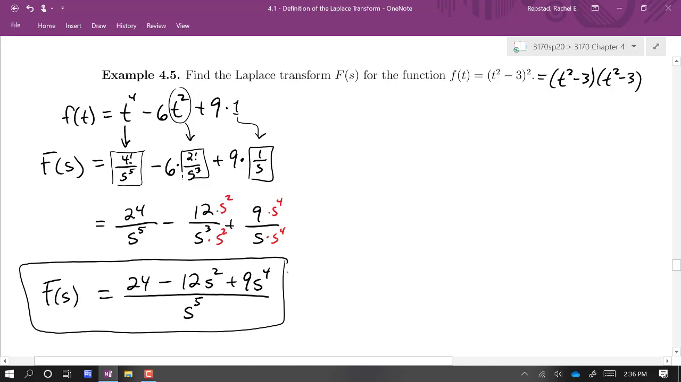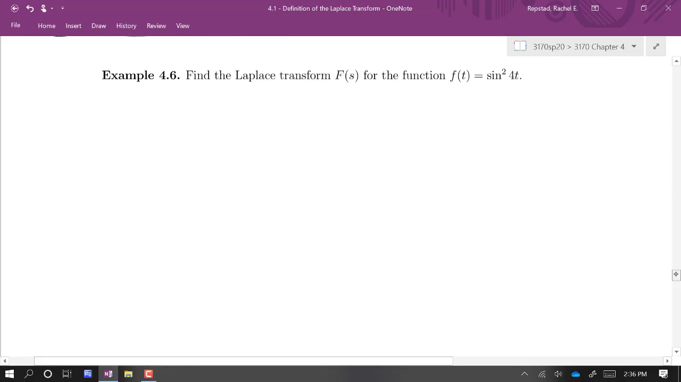So we're trying to be clever about just how we write a function. Finding another way to write it will help me work less hard to get the transform. And that is really on display in this next example. So we're going to find the Laplace transform for the function sine squared of 4t. Now we found the transform for sine, but you can't just square a transform. The Laplace transform is linear.